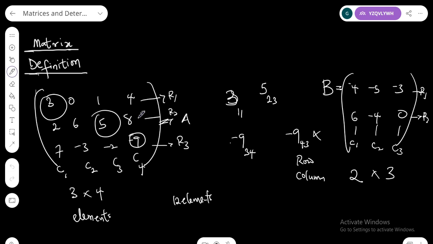Now, if you look at this matrix, element 4 is in the first row and first column, so it is 4 with subscript 1, 1, which indicates the row position and the column position. Now, element 0 is in the second row, that's row 2, and the third column, that's column 3, which means the position of 0 is 0 with subscript 2, 3, with 2, 3 indicating the position of the row and the position of the column.